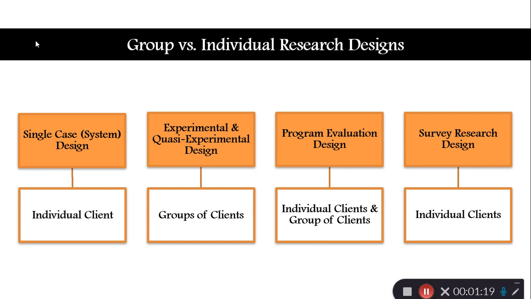What we now know is that single case designs are most appropriate for individual clients. By contrast, experimental and quasi-experimental designs are most appropriate for groups of clients. In addition, we also know that program evaluation designs are the most flexible design that we have covered thus far, in that they are appropriate for individual clients as well as groups of clients. And what we will learn through today's video lecture is that survey research designs are most appropriate for individual clients.